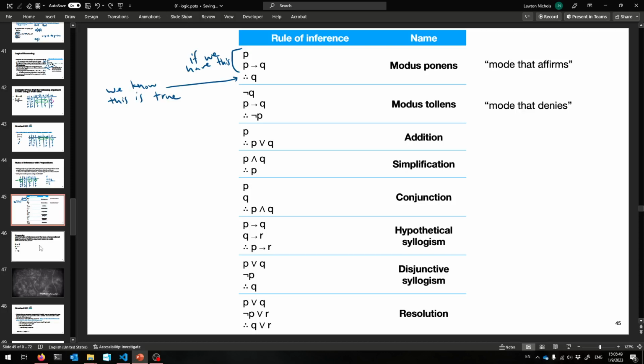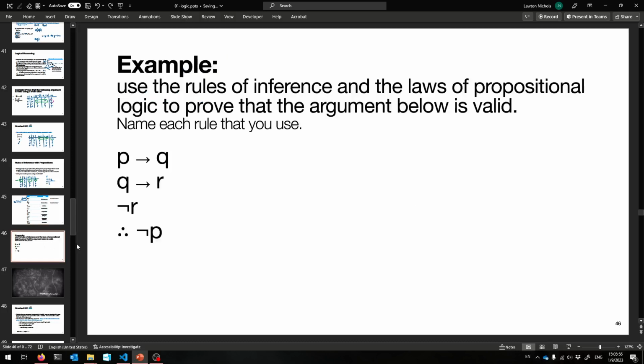Let's use them. So maybe you're going to want to pause this. You're going to want to flip back and forth between these in this example if you want to try it yourself. But let's use these rules of inference and the laws of logic as well. We'll need those too, maybe to break things down. Let's use those to prove that this argument is valid. Right? It's a true statement.